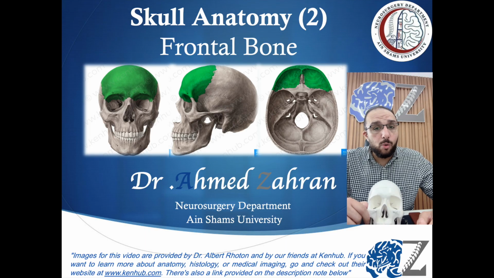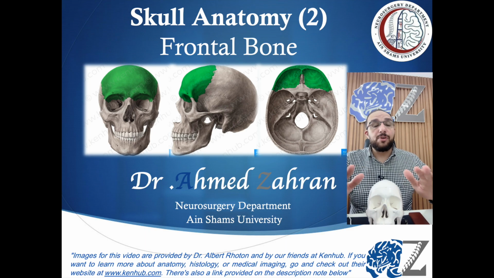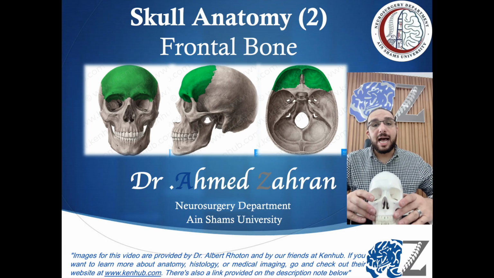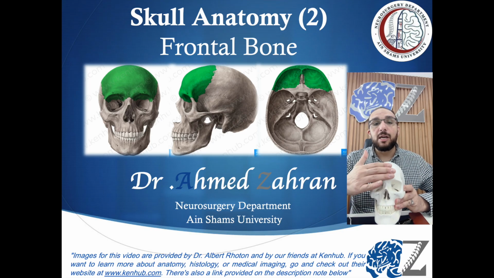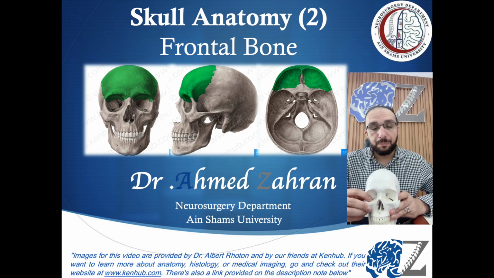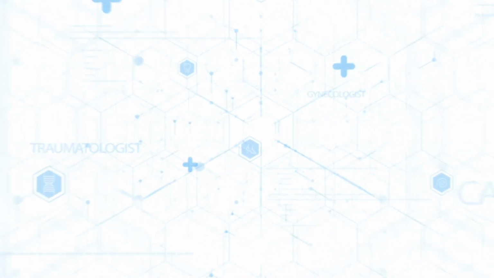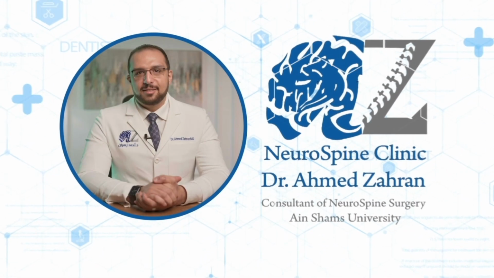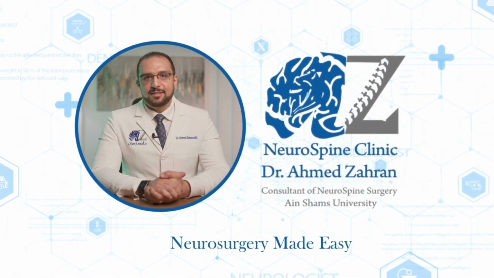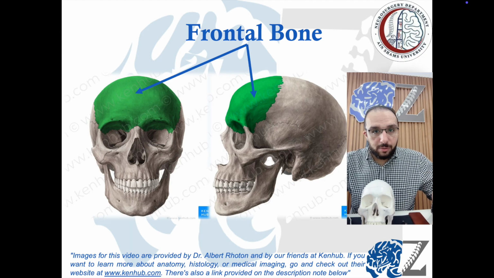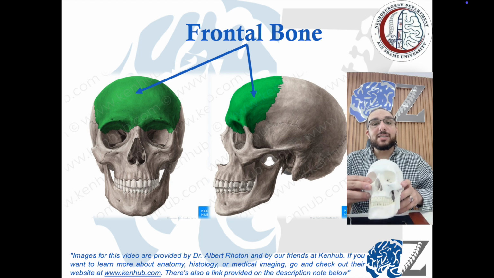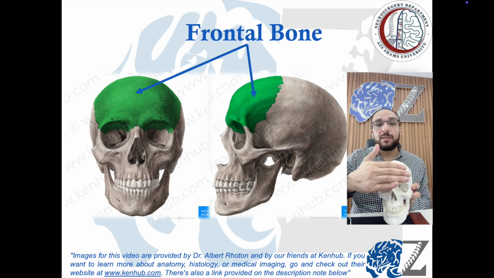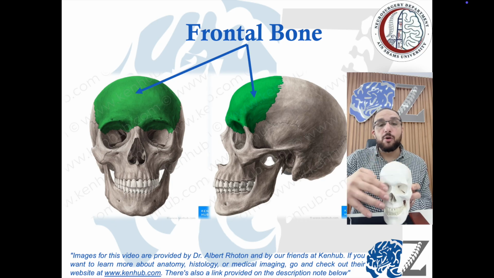After having a quick introduction about the anatomy of the skull, today let's start our very first lecture and talk about the anatomy of the frontal bone of the skull. The frontal bone. It's that bone that is present here in front, in the forehead. It's the bone that's related to the forehead.